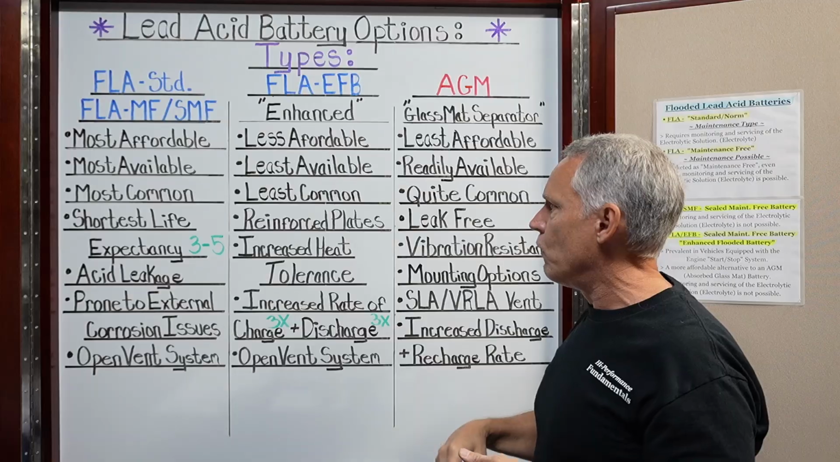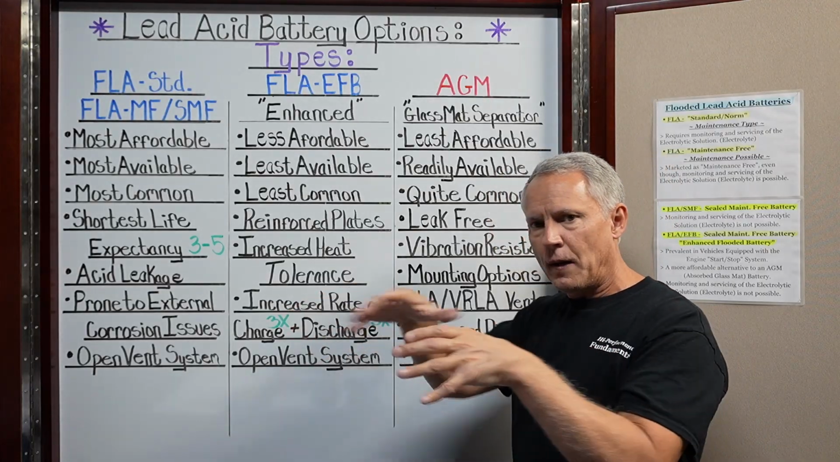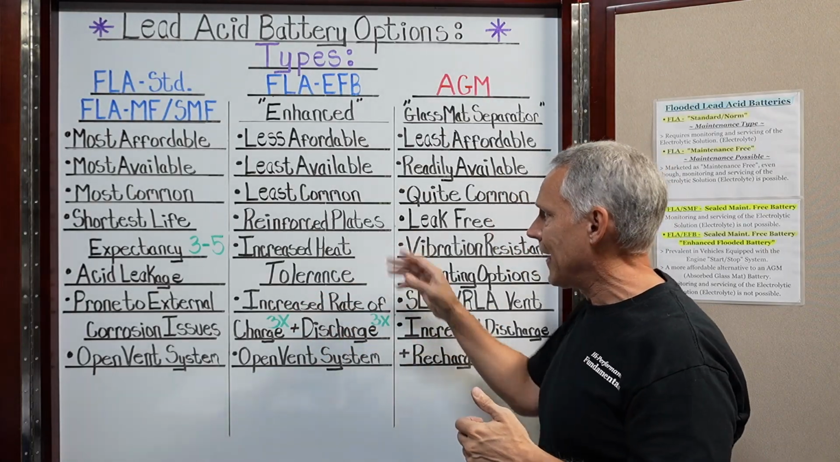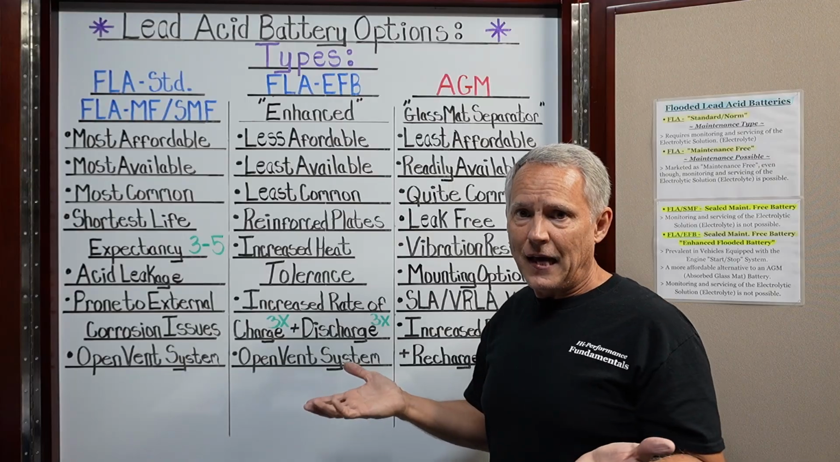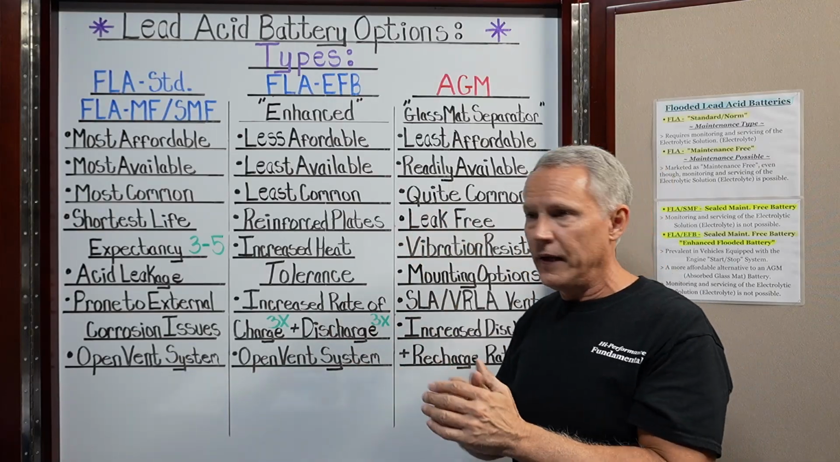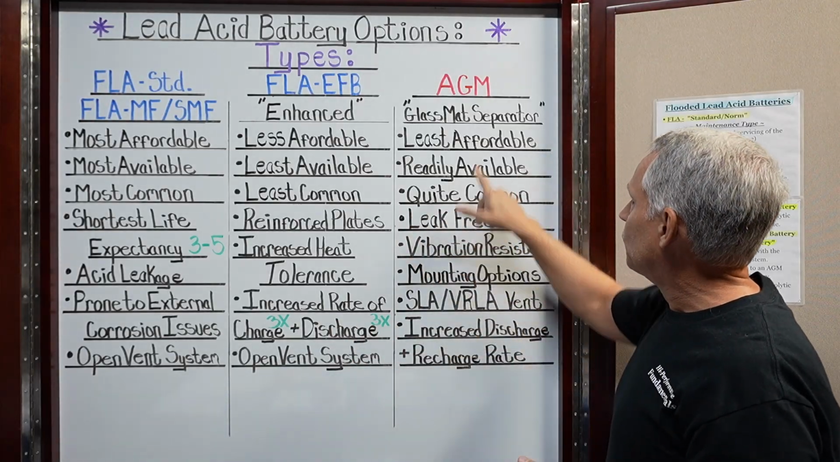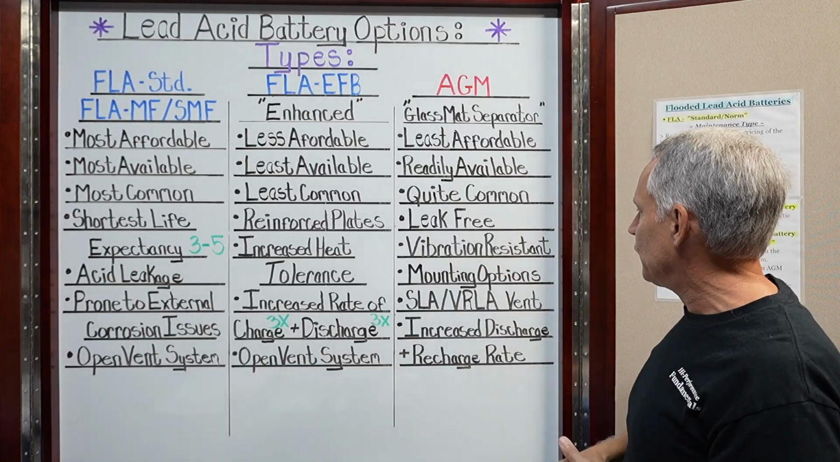Because that acid, although essential in the electrochemical reaction that takes place inside the battery, is corrosive. It is acid. And we're talking about soft lead. So the AGM design is very vibration resistant.